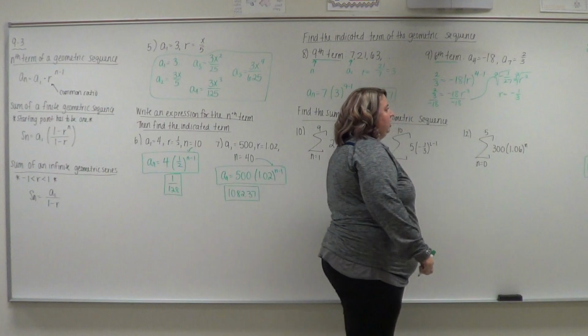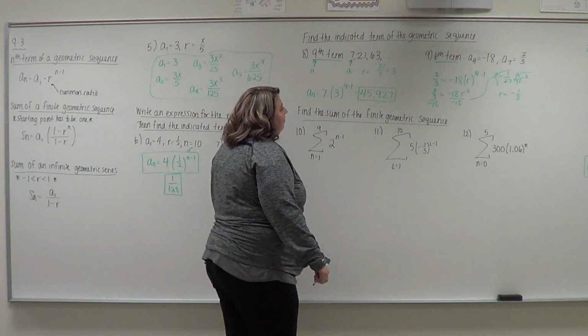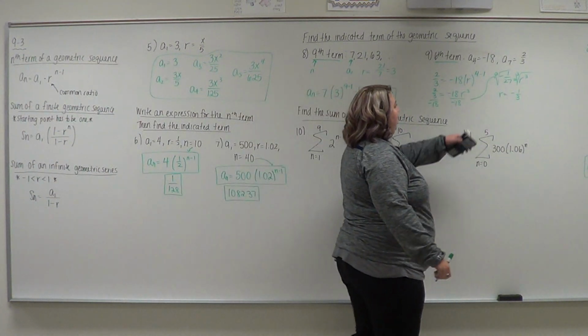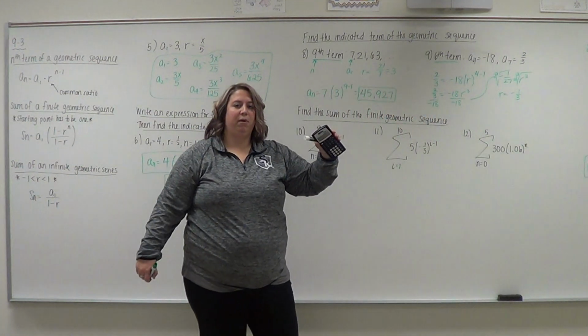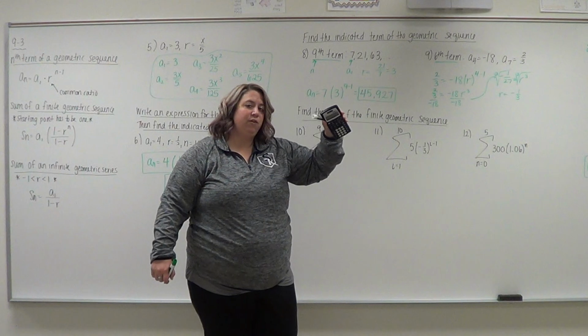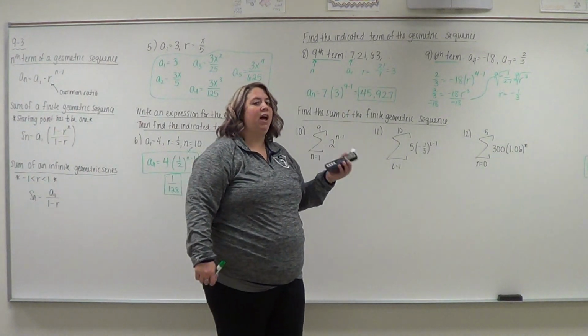Okay, so r is negative 1/3. I need to find the sixth term. So I have the seventh term. Negative 1/3 is what you multiply to get to the next term. So if I want to go backwards, you would divide.